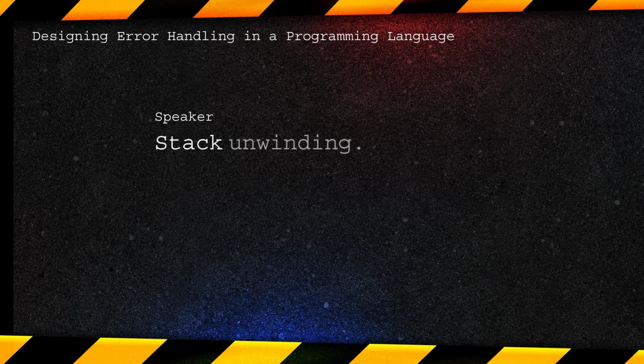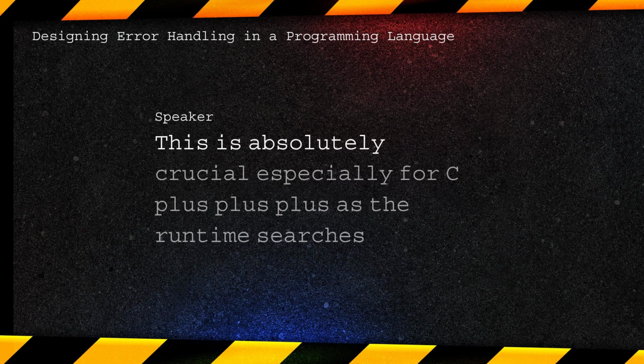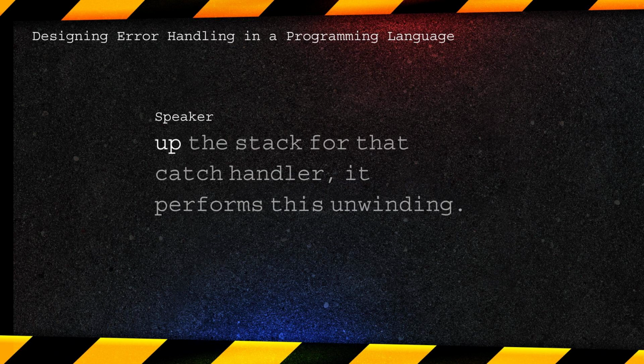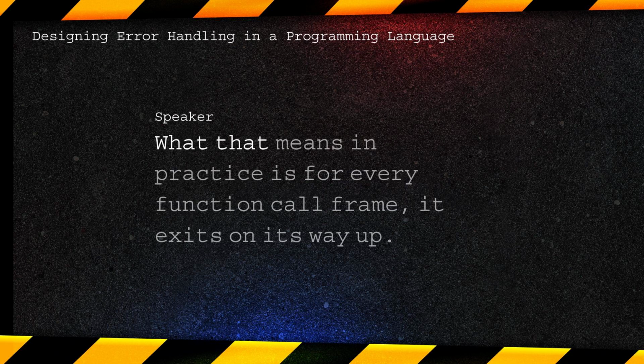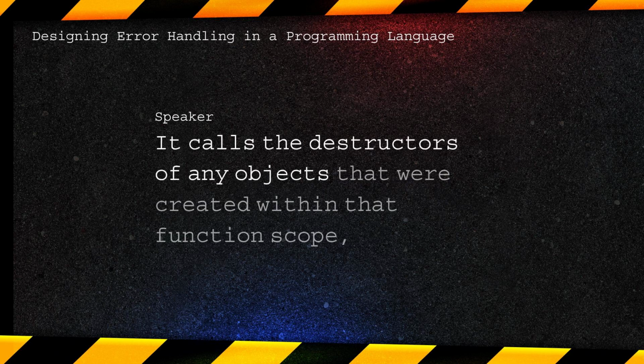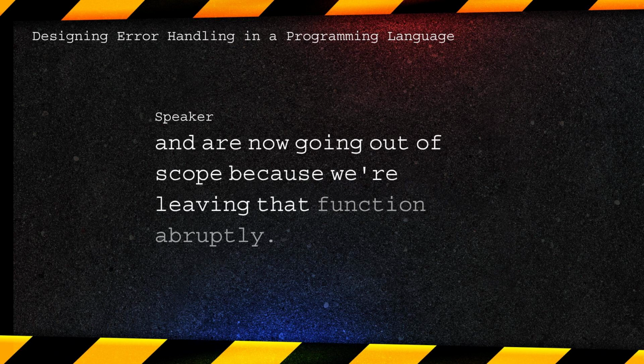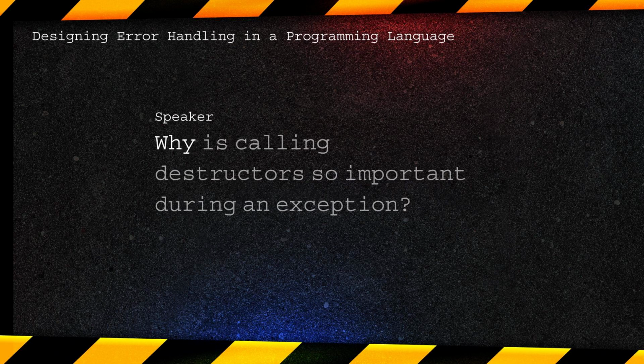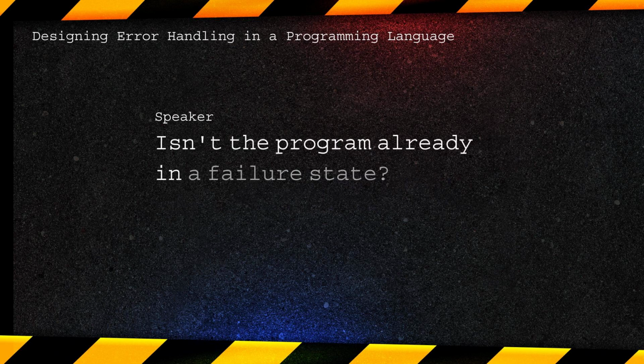Ah, yes. Stack unwinding. This is absolutely crucial, especially for C++. As the runtime searches up the stack for that catch handler, it performs this unwinding. What that means in practice is, for every function call frame it exits on its way up, it calls the destructors of any objects that were created within that function's scope, and are now going out of scope because we're leaving that function abruptly. Wait, hang on. Why is calling destructors so important during an exception? Isn't the program already in a failure state?